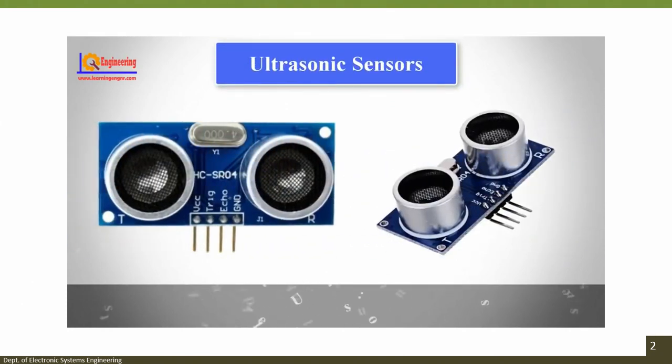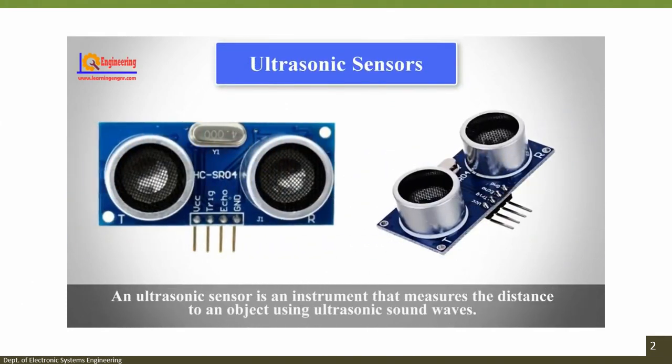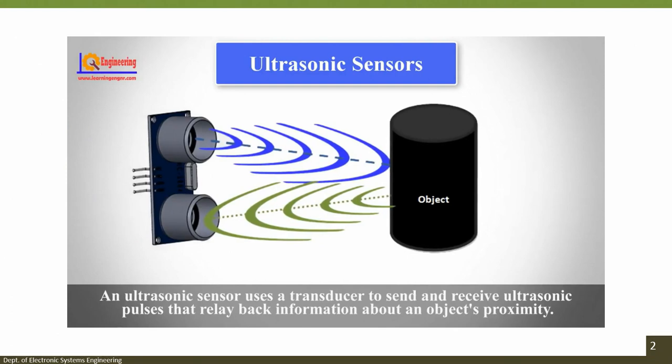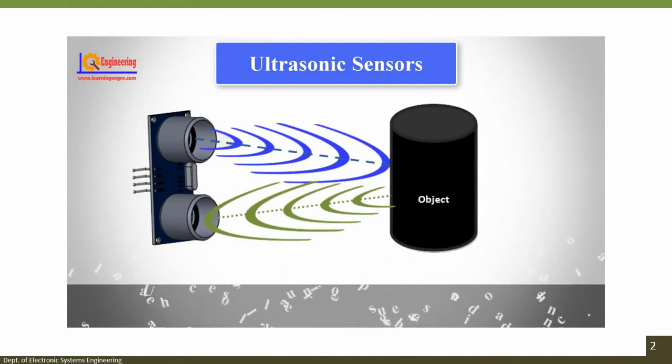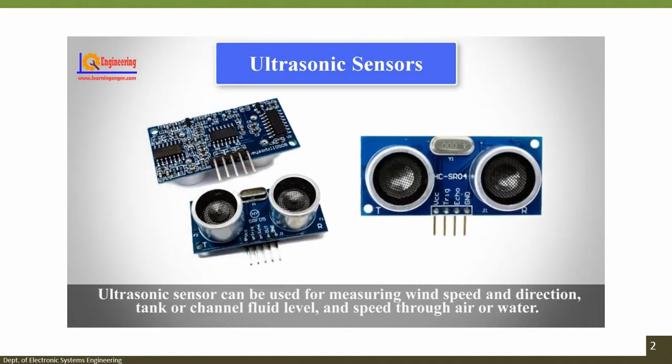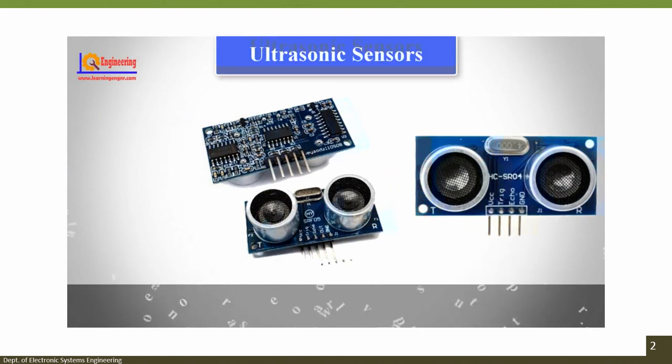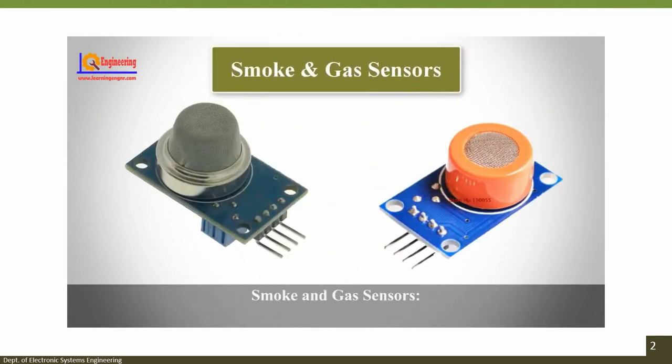Ultrasonic sensors. An ultrasonic sensor is an instrument that measures the distance to an object using ultrasonic sound waves. An ultrasonic sensor uses a transducer to send and receive ultrasonic pulses that relay back information about an object's proximity. Ultrasonic sensors can be used for measuring wind speed and direction, tank or channel fluid level, and speed through air or water. Smoke and gas sensors.